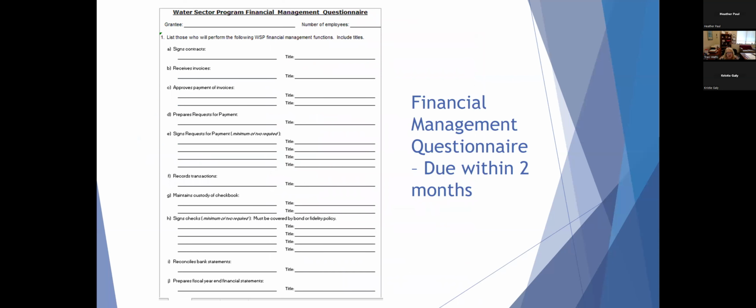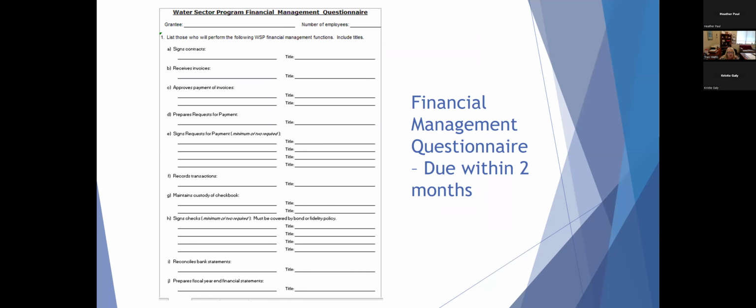The financial management questionnaire is due within 2 months. This is the form where you're going to identify persons in your system that are responsible for certain activities in the financial process. We get this document to ensure that there are internal controls in place, or as much as can be possible. And there are things that are required for us since these are federal funds.